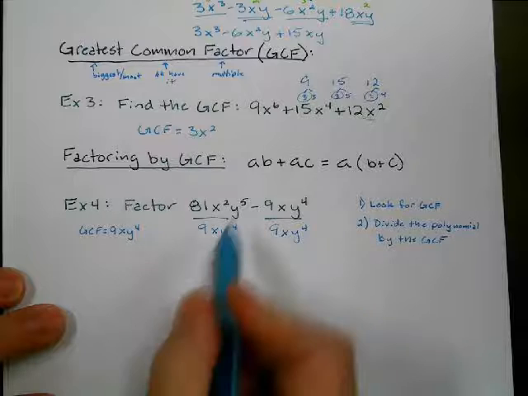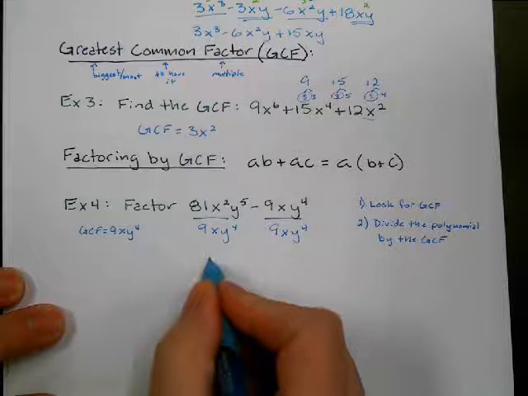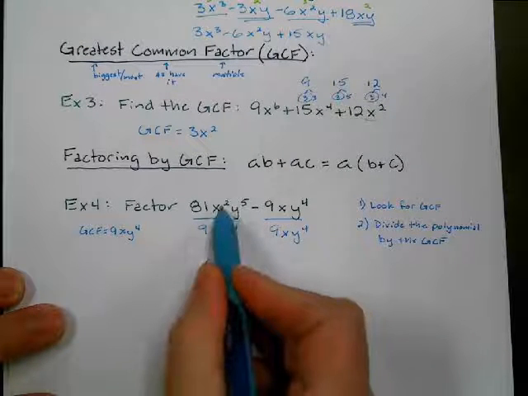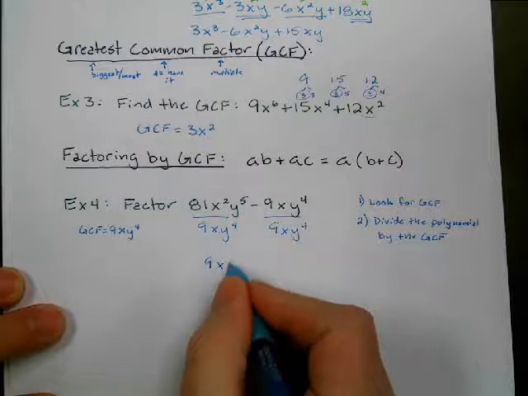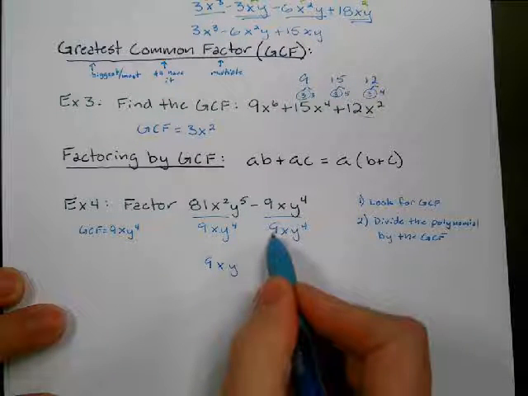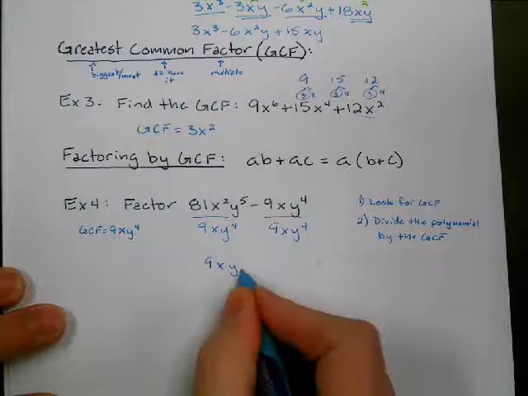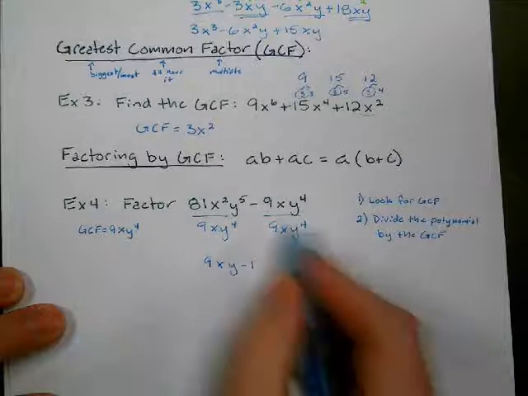So 81 divided by 9 is 9. X to the second divided by x is x. Y to the 5th divided by y to the 4th is y. Over here, negative 9 divided by 9 is negative 1. X and x cancel each other.